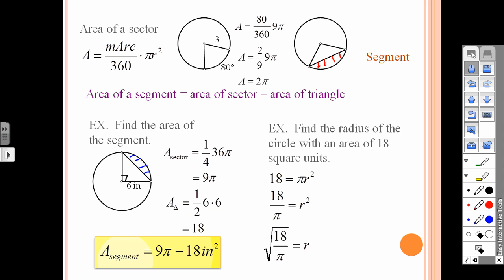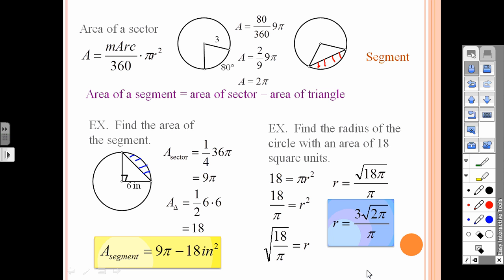Okay, so here we go. We are going to multiply the top and bottom by the square root of pi. So we get the square root of 18 pi divided by pi, and then we can simplify the square root of 18 to be 3 root 2, and then multiplied by the square root of pi divided by pi. So this would probably be the most accurate answer that you could come up with if you were not allowed to use a calculator.